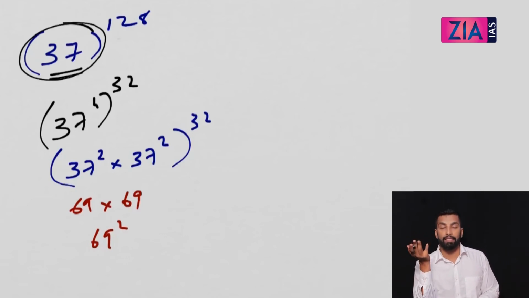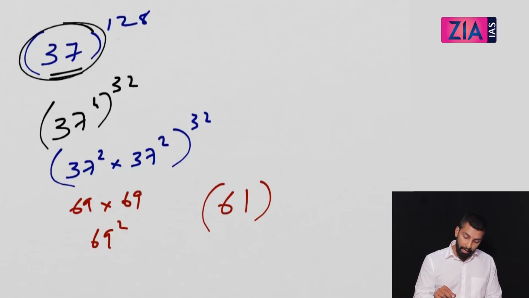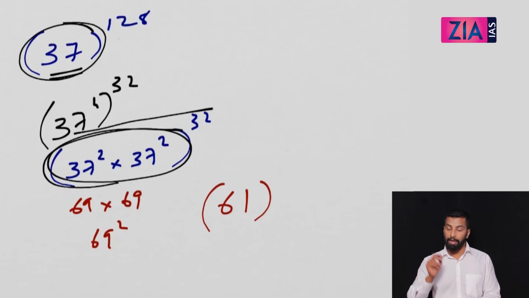So what is the last two digits of 69 square? It will be similar to 19 square. You know 19 square is 361. So 61 is the last two digits. What does this mean? If you open up this bracket, if you write it completely, you'll get a number which is ending in 61. But I'm not concerned about these digits. Now your power 32 is there. So your answer is number ending in 1. Last digit is 1. 6 into 2.